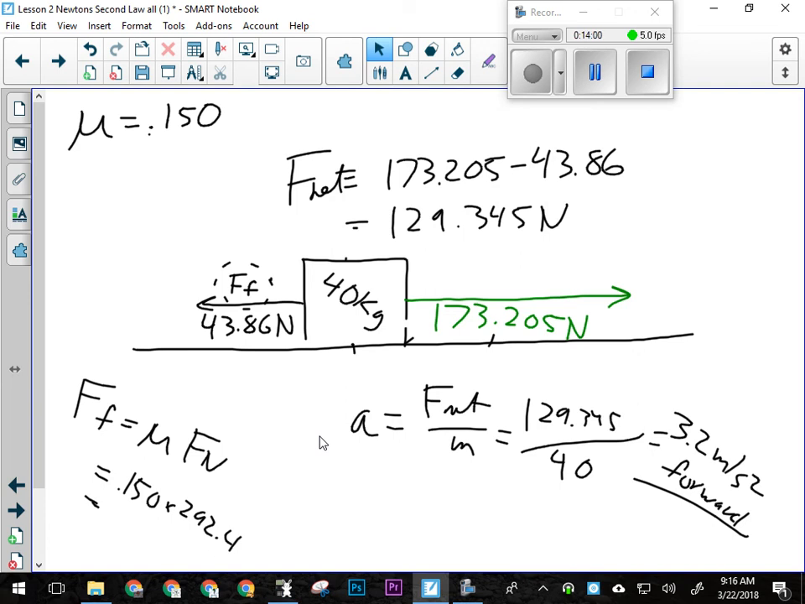Now, speaking of inclined planes, I'm going to make up a quick inclined plane question that I want you to try before we head over to math.